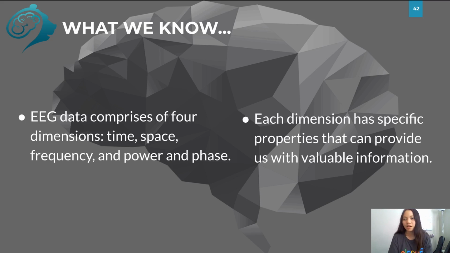So, in the previous lesson, we learned that EEG data comprises 4 dimensions, which is time, space, frequency, and power and phase. Each dimension has specific properties that can provide us with valuable information.